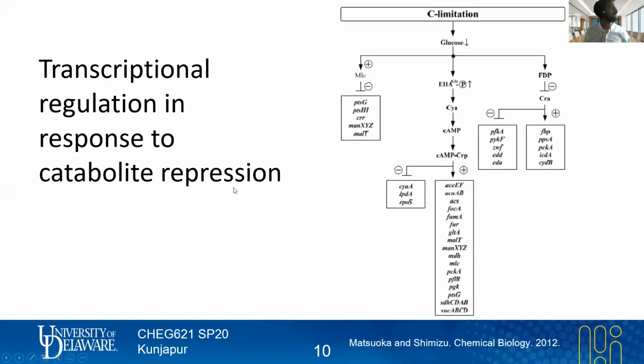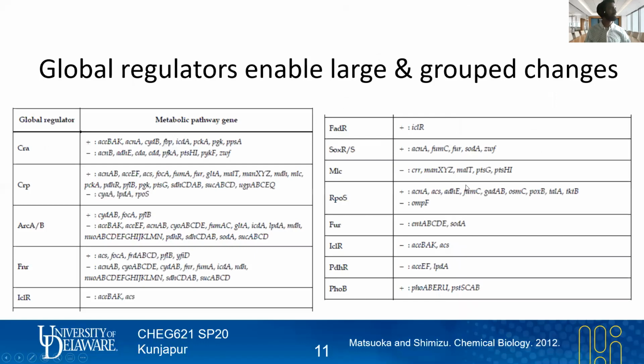Now, catabolite repression is actually when you have a lot of glucose. So the image shown here is kind of the opposite in terms of at least the arrows, but the network is the same. A low amount of glucose leads to upregulation here, and these genes are downregulated or upregulated. And there's a lot of them.